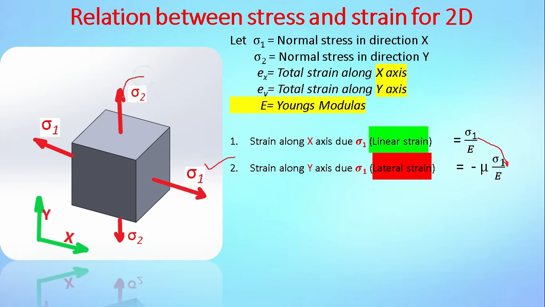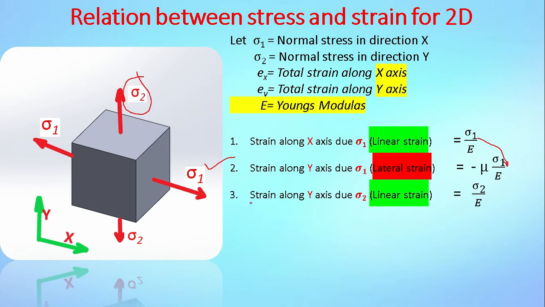Now for sigma 2, the strain along y direction due to the stress sigma 2. Now direction y is a linear direction for this sigma 2. Therefore linear strain is equal to stress in that direction divided by this Young's modulus. So this is a linear strain.